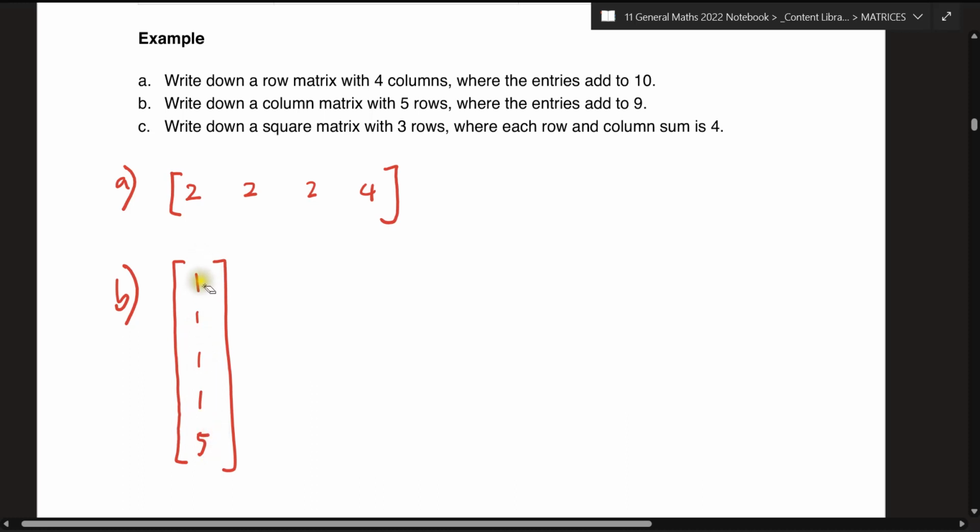As long as you've got, according to this, a column matrix with 5 rows. So remember, any column matrix has one long column and multiple rows. Getting my words mixed up. So, just leave it as that. 0, 2, 0, 7. There you go. Adds up to 9.